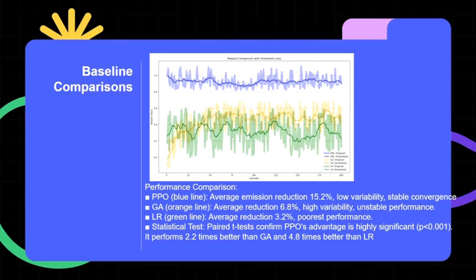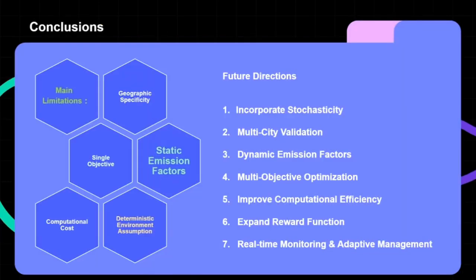Several limitations remain. The environment is deterministic, ignoring real-world uncertainties. The optimization focuses only on carbon, not on social or economic factors, and the results are specific to Hangzhou. Future work proposed by the authors will incorporate multi-objective optimization, test other cities, and use dynamic emission factors to improve realism.